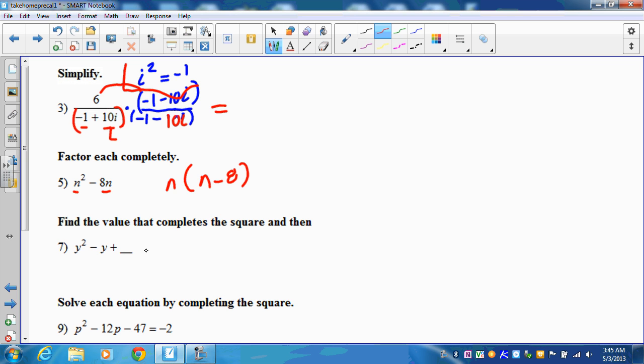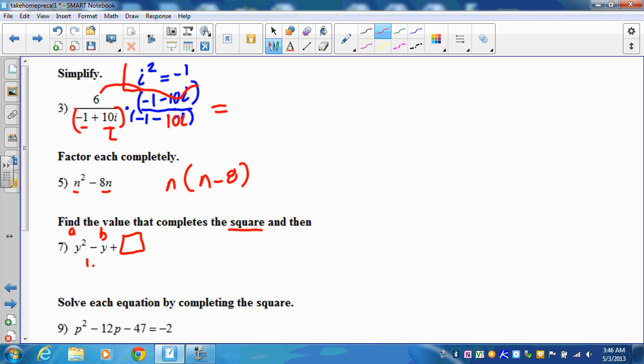So moving on to number 7, this is sort of trying to guide you into recalling how to complete the square. So they basically want to know what value, what number we need to add to this problem to make it a perfect square. So recall that that's a and that's b. So a is equal to 1 and b is a negative 1.